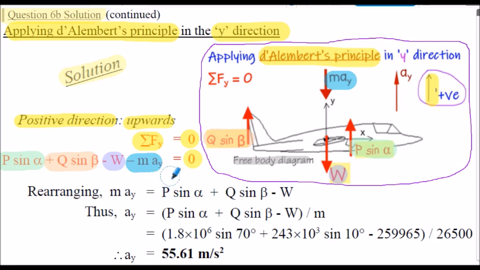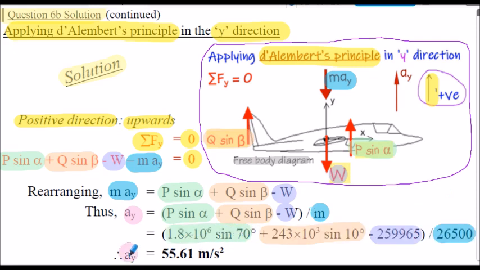Very similar approach to solution as for the x direction. I'm simply going to add may to both sides of the equation. It leaves me with the P sine alpha added to the Q sine beta minus W on the other side of the equation. Then we simply divide throughout by m. So ay is equal to the P sine alpha plus the Q sine beta minus W, all divided by m. Inserting the values, the acceleration in the y direction, this acceleration here, is 55.61 meters per second squared.